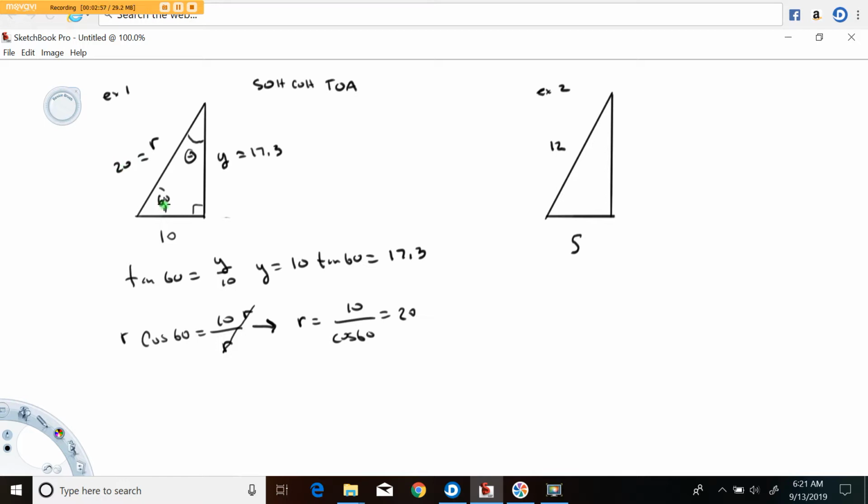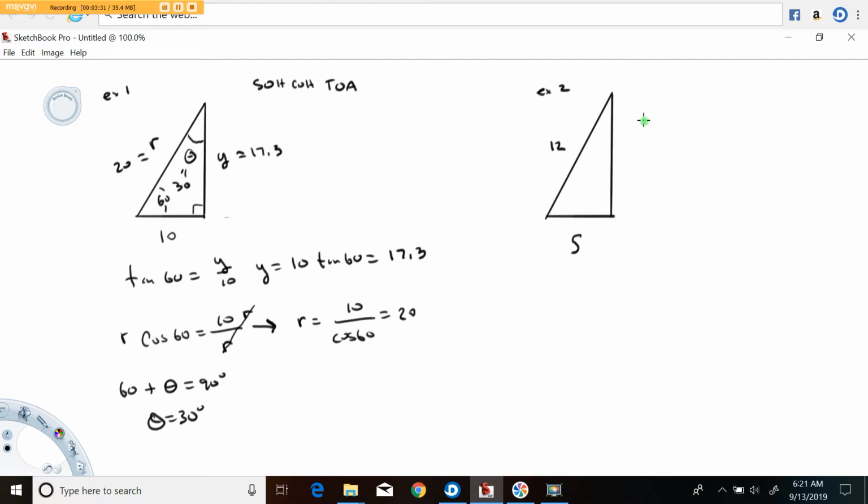Now, we also could have used the sine function. The sine of 60 would be 17.3 over r. That would have worked just fine as well. To get theta, well, in Euclidean geometry, the three angles shown have to add up to 180 degrees. This one's 90, and that means these two angles have to add to 90. So if I write an equation for that, 60 plus theta is equal to 90 degrees. Solving that for theta, we get theta equals 30 degrees. So this triangle now is completely solved. We know everything about it.